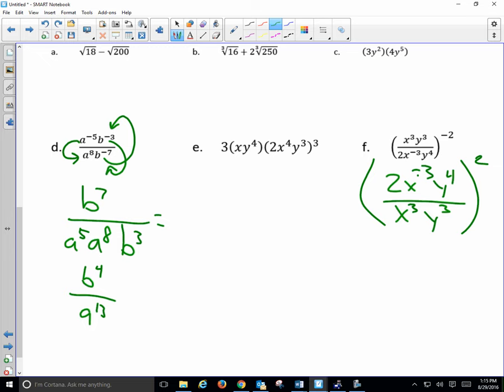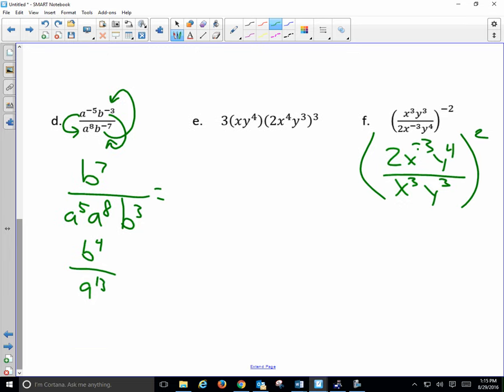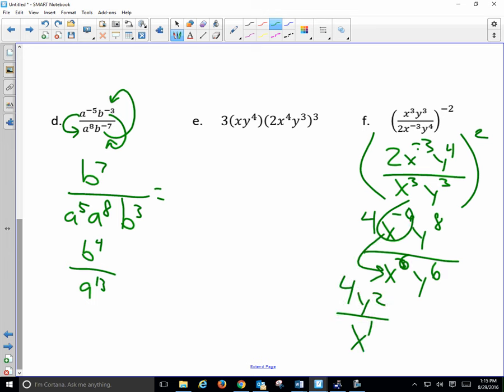Okay, they might forget to write the square down. That would be my mistake. I would forget to write the 2. I'd be like, okay, just took care of the exponent, I flipped it, but I forgot to square it. So 4 x to the negative 6, y to the 8th over x to the 3rd, y to the 6th. Now we're going to move this guy down here, and we'll get 4y squared over x to the 12th.